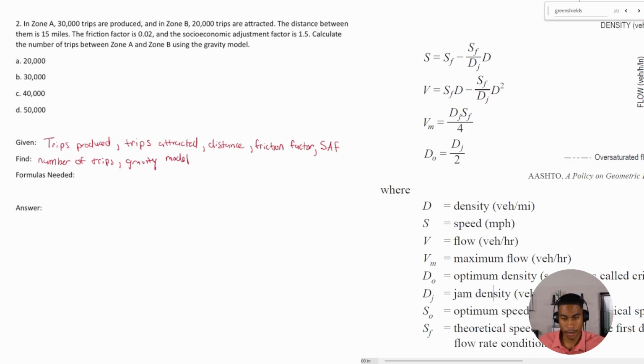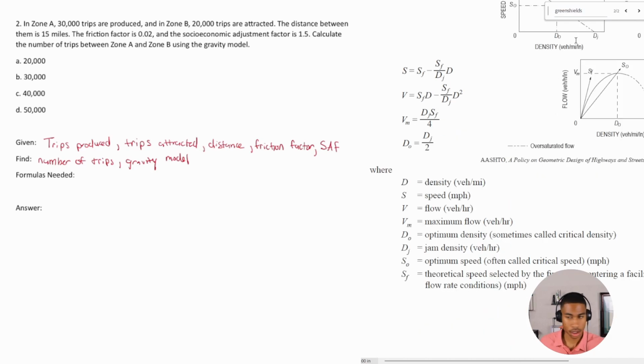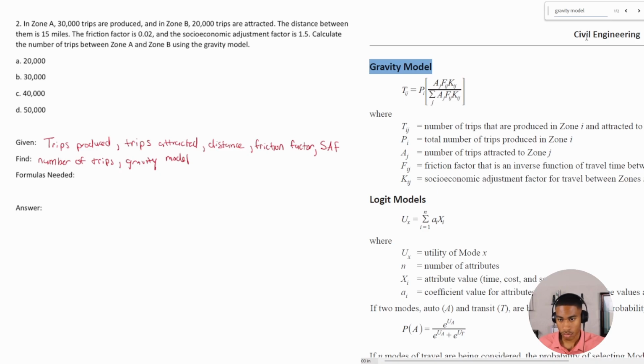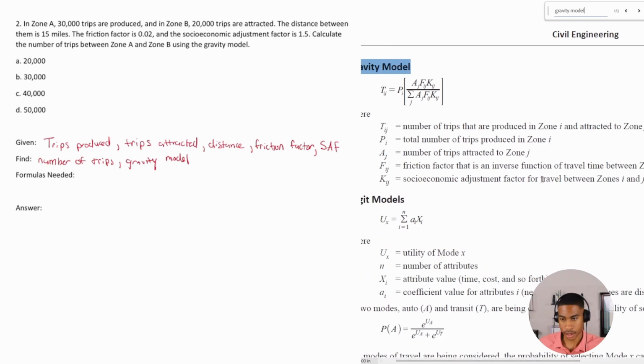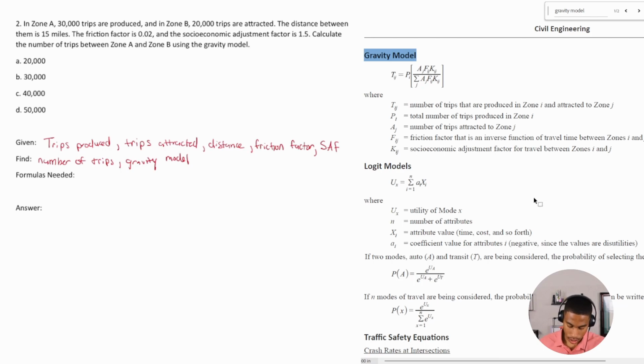All right, so what are the formulas needed? I'm going to start by searching in my FE handbook, gravity model. And once I search that, something comes right up. So based on the information that we're given, if I'm trying to find the number of trips, which would be Tij, right? So what I'm trying to find, it looks like.